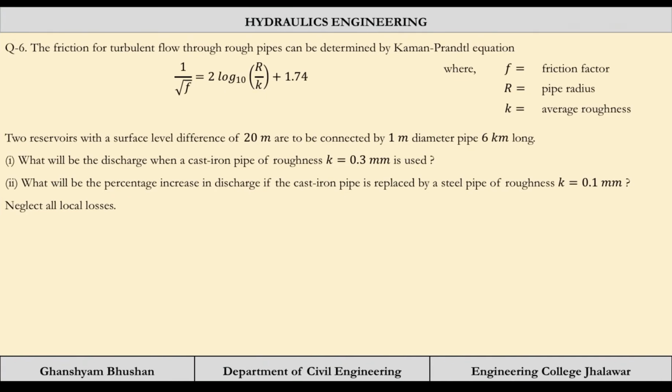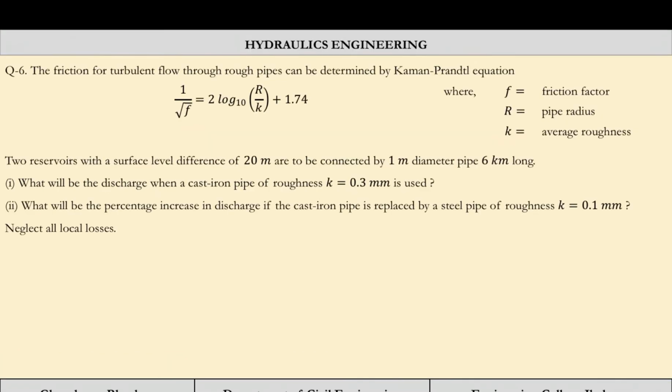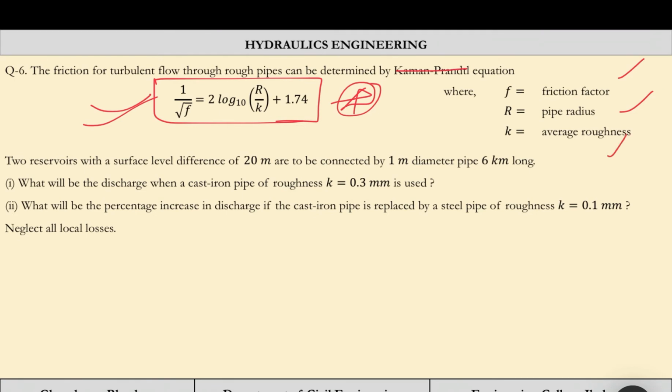Now let us try to see the last problem for this topic, and this problem is something like this. The friction for turbulent flow through rough pipe can be determined by the Karman-Prandtl equation. This equation was in the previous lecture, as I have told you. So 1 by root f is equal to, it is given in the question itself. If it is not mentioned that this is Karman-Prandtl, still you have to use this equation only.